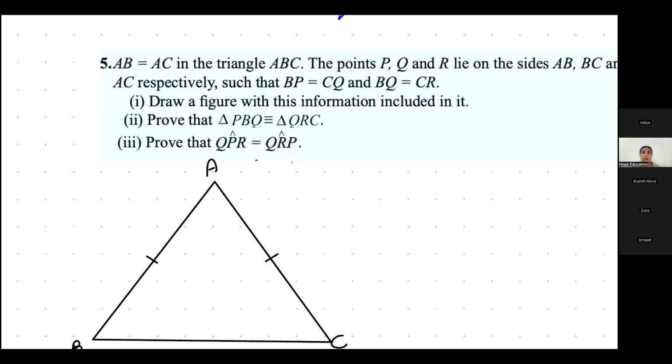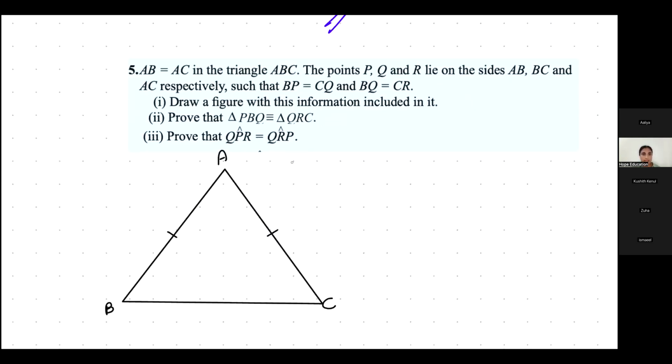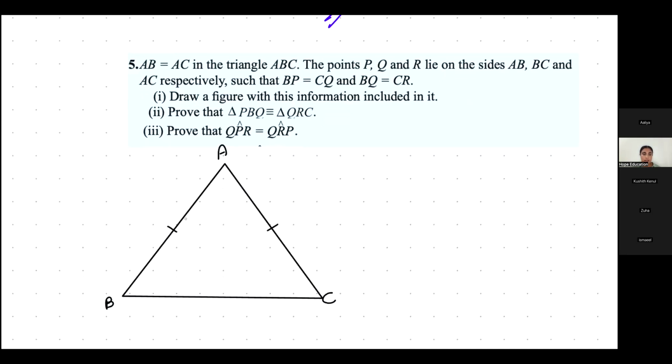The points P, Q and R lie on the sides AB, BC and AC respectively. On this side we have P, just points lying on these sides, right? Then on the side BC we have Q, and on the side AC we have R, such that BP equals CQ. BP is equal to CQ.